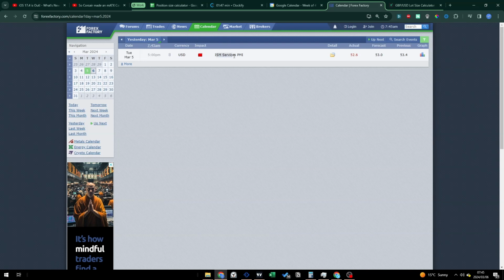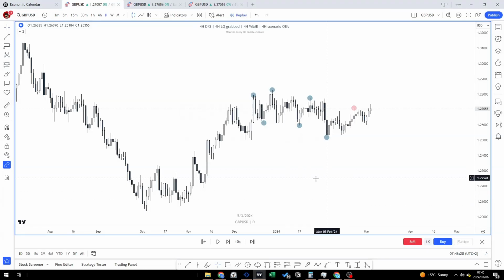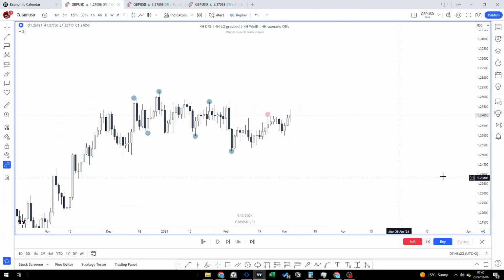There was one red folder news event that was negative for the USD and supported the longs of GBPUSD. So having said that, let's jump into the charts and understand what had happened.